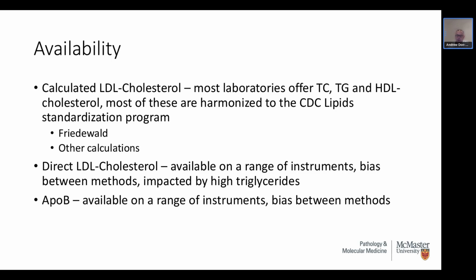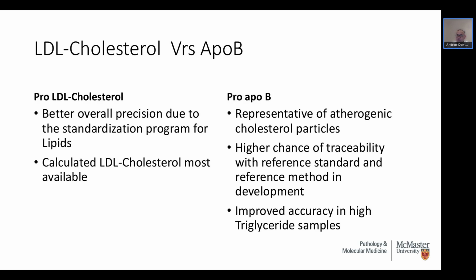Apolipoprotein B is available on a range of instruments, both nephelometric and immunoturbidimetric; the immunoturbidimetric methods are very common in our clinical practice. And with these, there is bias between methods. But as I've alluded to, with the better standardization program available for apolipoprotein B, this bias will hopefully reduce over time. So when you go back to just comparing the two, calculated LDL cholesterol is most available, so that's certainly a pro for LDL cholesterol.